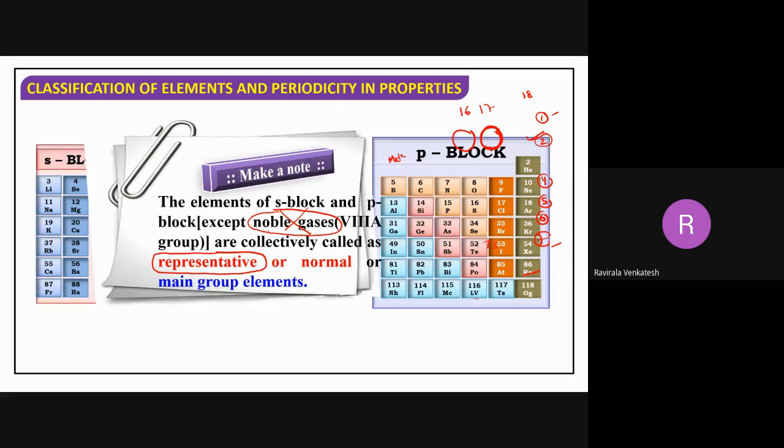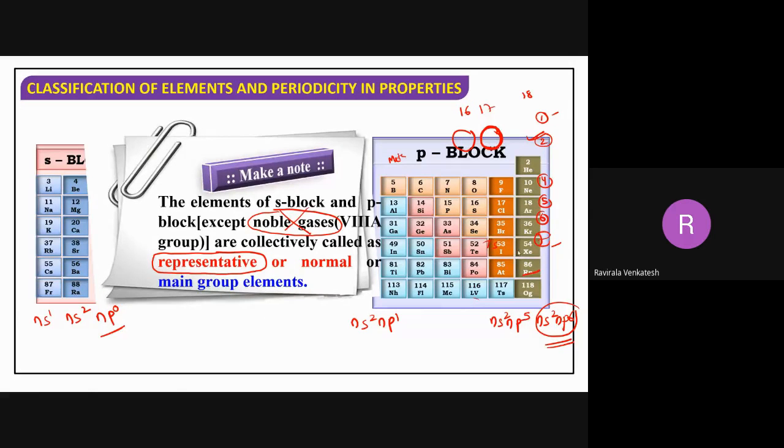Because they have completely filled configuration. For getting the representative nature, they should have incomplete configuration. You may ask about ns1, which is incomplete. ns2 is not completely filled because np is still 0. Now ns2 np1, up to ns2 np5. Finally ns2 np6: now you observe they have completely filled configuration. After np6 there is no orbital here. So they do not come under representative elements.